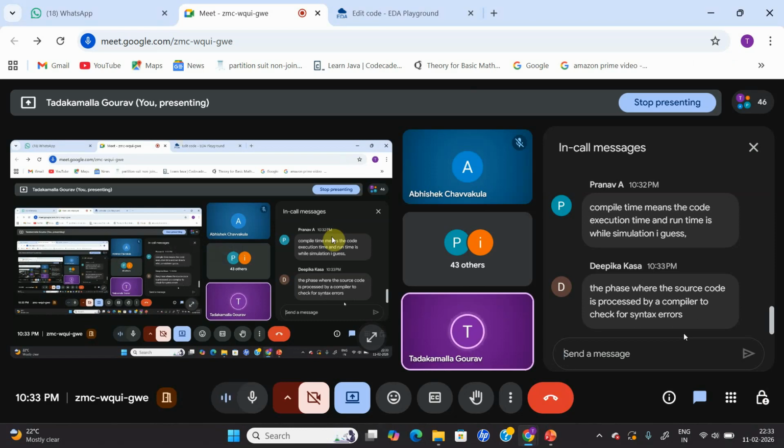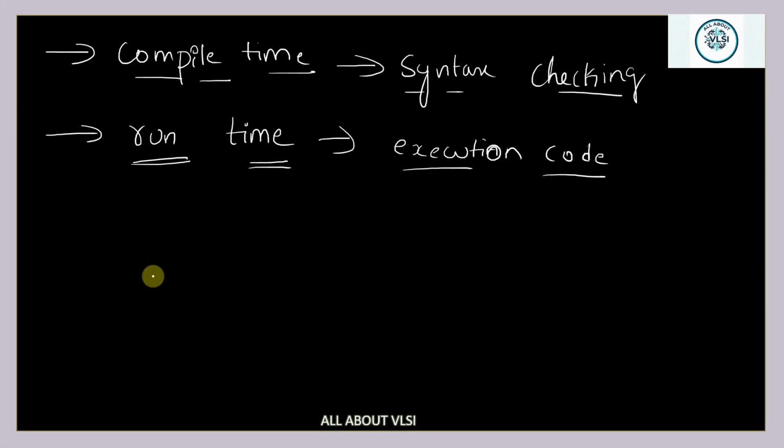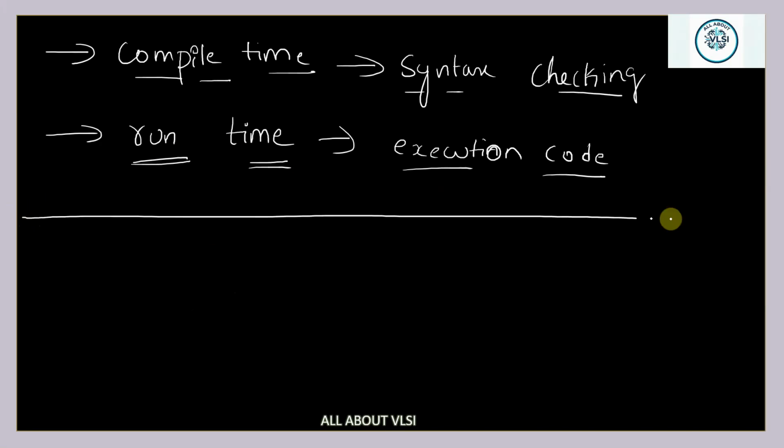Exactly. Basically, the compiler does the checking part: whether everything is written syntactically correct or not, and whether you have declared any wrong or incompatible data type or not. All of this happens in the compile time.